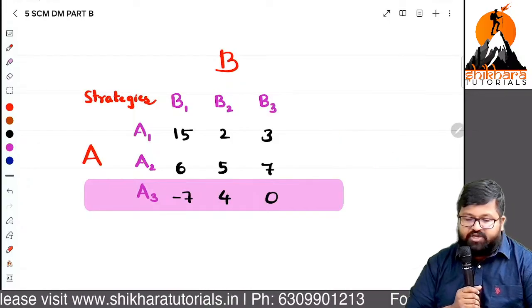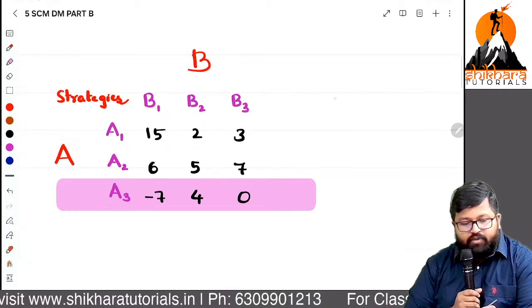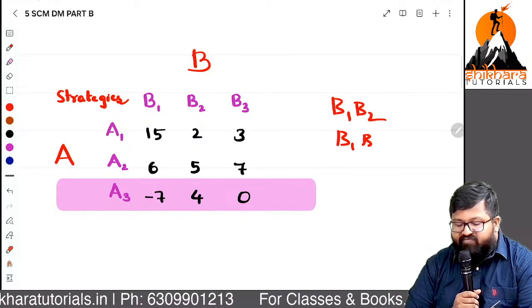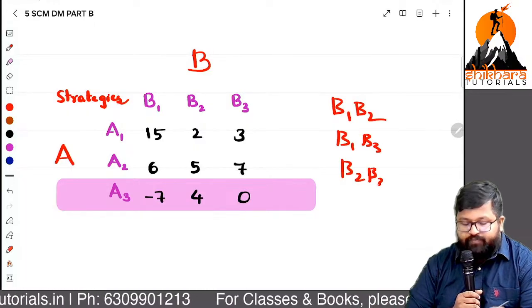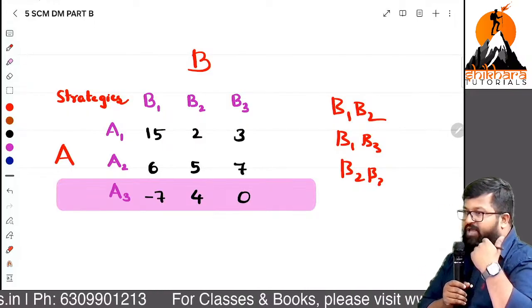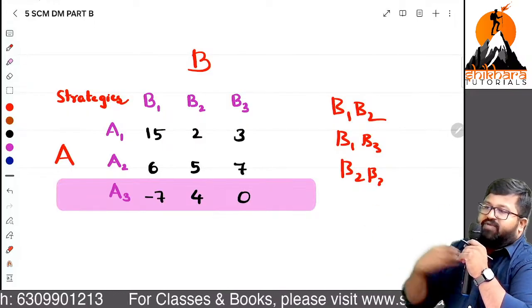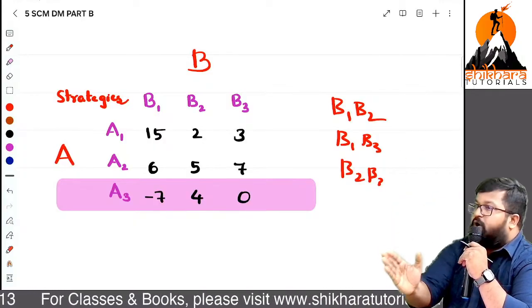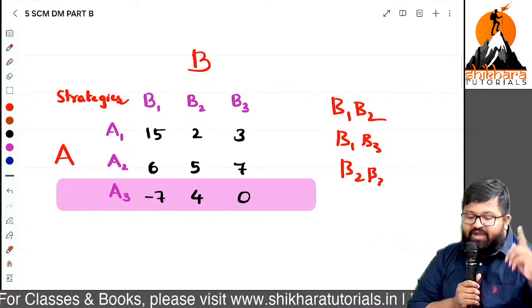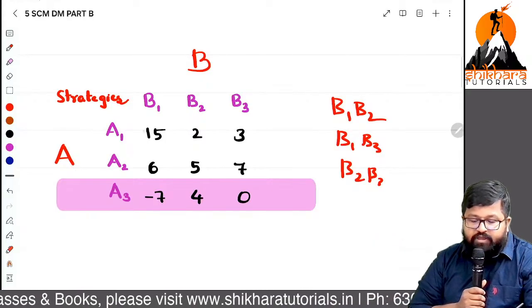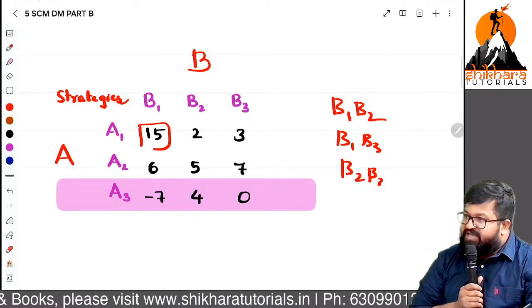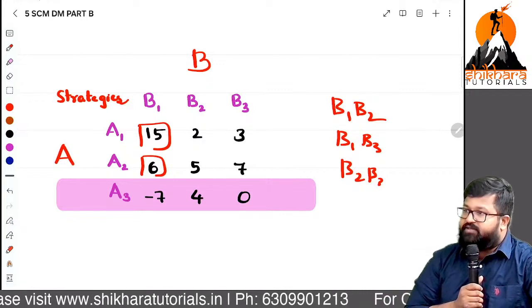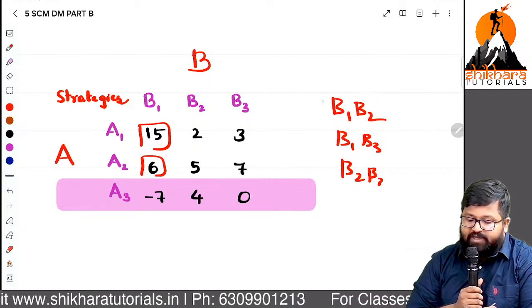For column cancellation, what are the comparison options? B1, B2 and B1, B3 and B2, B3. Sir, first compare. I am the minimizing player. When I am the minimizing player, which part will I eliminate? The maximum values column will be eliminated. If you compare B1 and B2, which is the maximum value? 6 and 5, which is highest? Sir, same things are in same part. Either I can eliminate this. Sir, for the time being, I am eliminating B1.